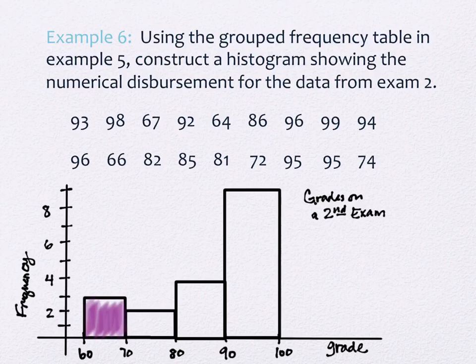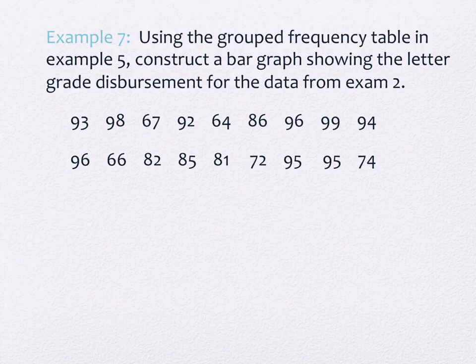So when we created our histogram, this is what it looked like, and it's going to look a lot like this. We're just going to have space in between the 60 and 70, the 70, 80, right where the 80 is. All those are going to have a little space between them. And instead of labeling them by the numbers, we're going to label them by the letter grade they represent. Okay? So it's going to look like this.